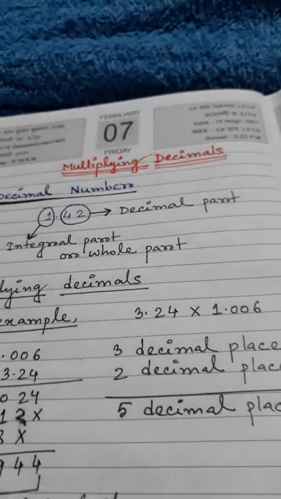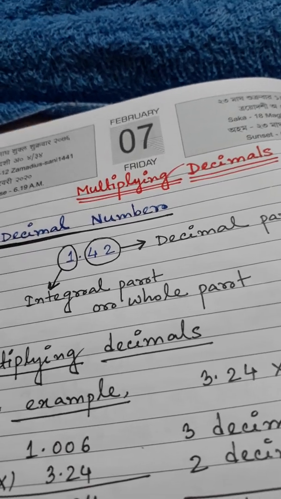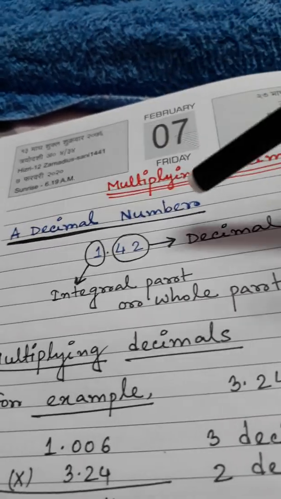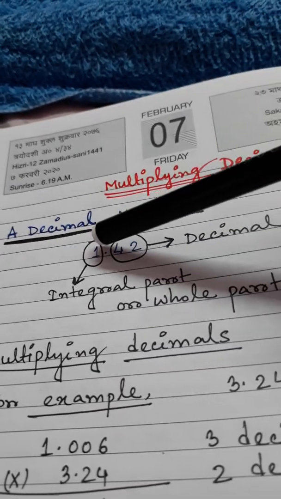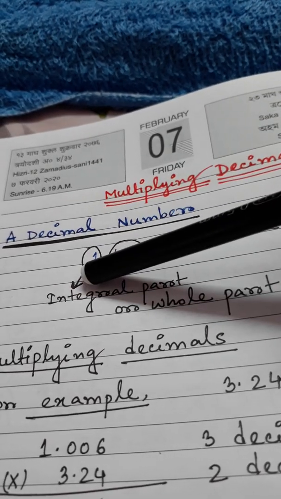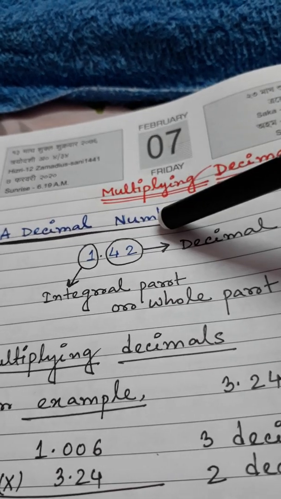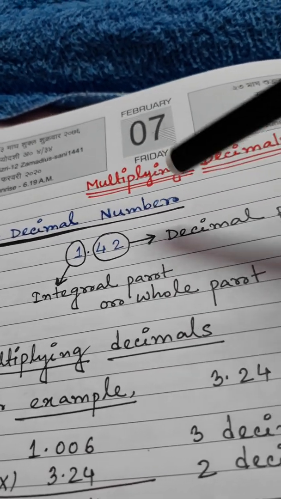Okay, so that way you have to do the decimal multiplication. Now, the important thing is decimal division. You should also remember that the number before the decimal point is called the integral part or whole part, and the number after the decimal point is called the decimal part.